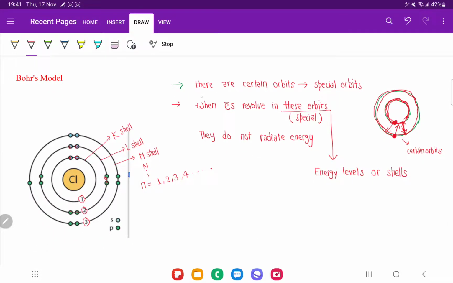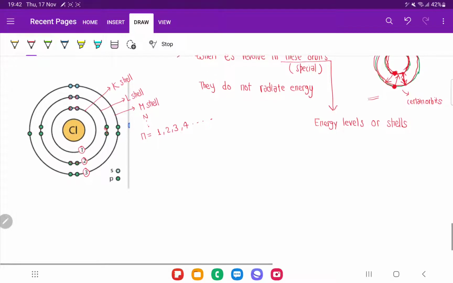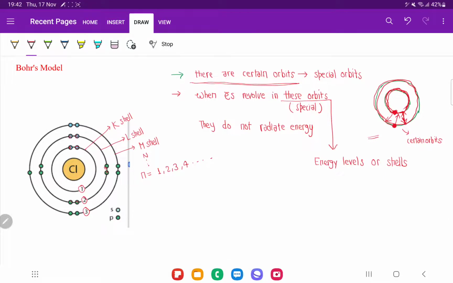So he corrected that, not in every orbit, there are certain orbits, and in these orbits the electron does not radiate energy. That means the electron is not losing any energy. They move in the same orbit unless you take energy from the atom or you give energy to the atom. So atoms are stable. So these are the three models which explain the structure of the atom. Now you know how the electrons are arranged in the atom and how the protons are arranged in the atom, what the size of the atom is and what the size of the nucleus is. Okay, great.